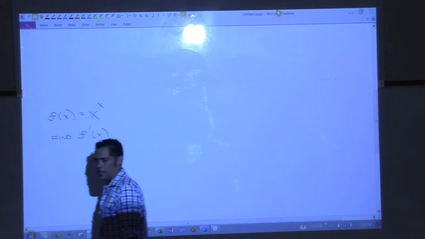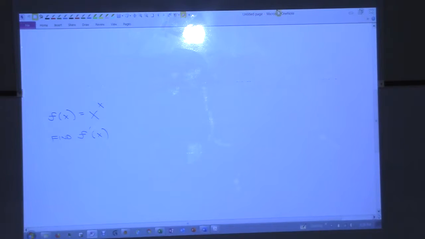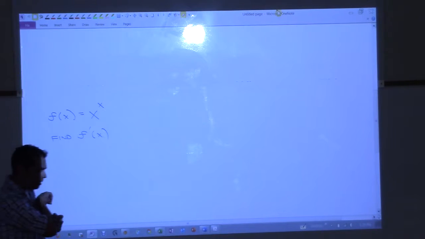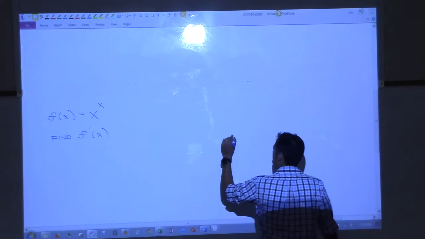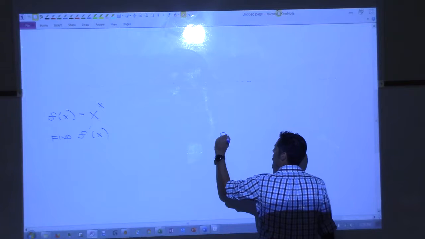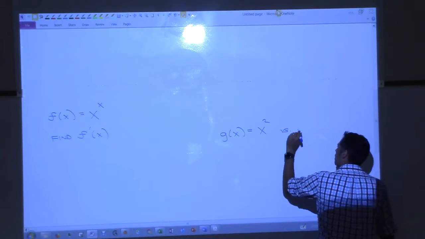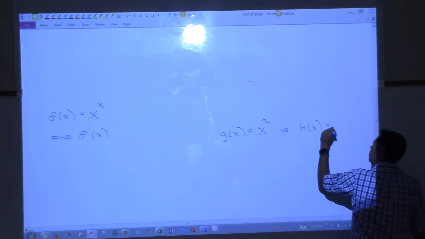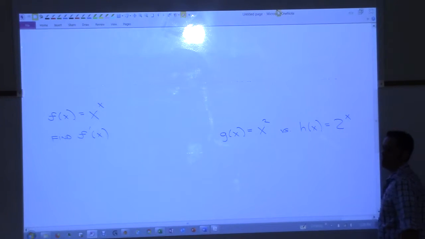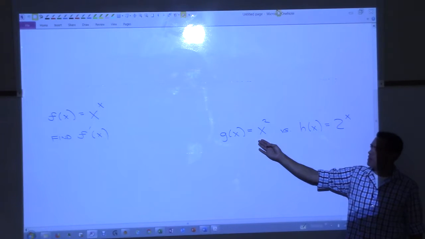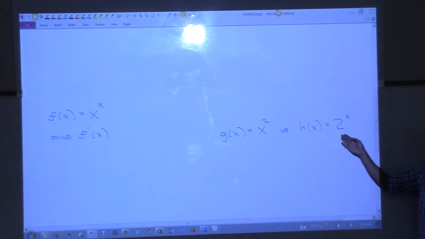x to the x is a function you have not seen. I'm going to guess that you have not seen that function ever. And what I want you to think about here is this. Let's say I gave you a function like this. I'll call it g. What if I gave you the function g of x equals x squared versus the function h of x equals 2 to the x? What is the derivative of this one? 2x. What's the derivative of this one? 2 raised to the x times natural log of 2. That's what we learned last class.